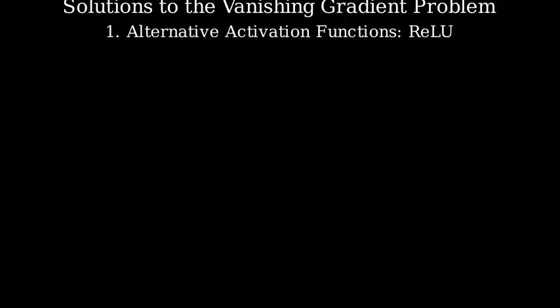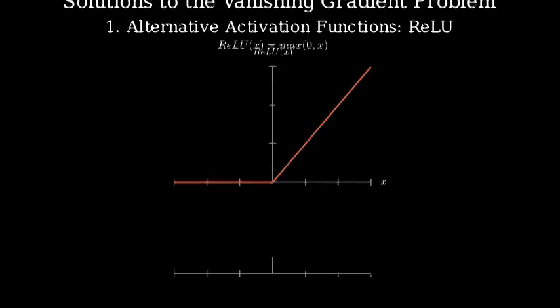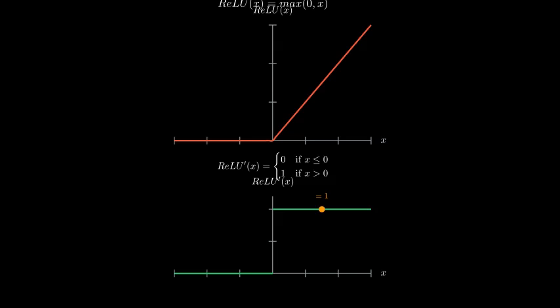There are several effective solutions that have been developed. One of the most popular is using alternative activation functions like ReLU, the rectified linear unit. Unlike sigmoid, ReLU simply returns the input value if it's positive and 0 otherwise. Its derivative is either 0 or 1, which prevents the gradient from shrinking as it backpropagates through the network.